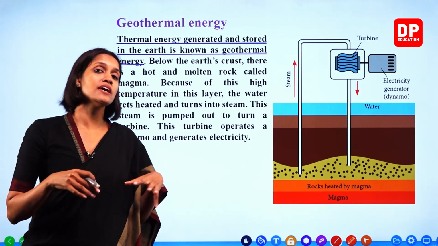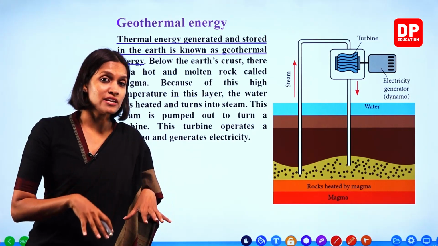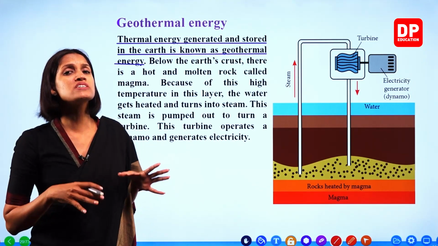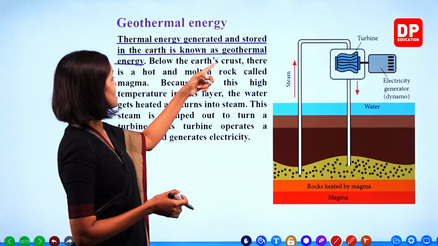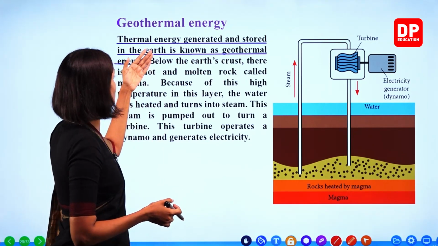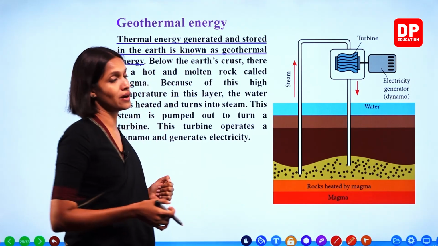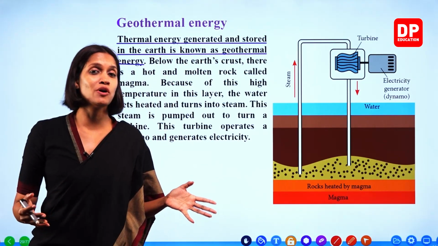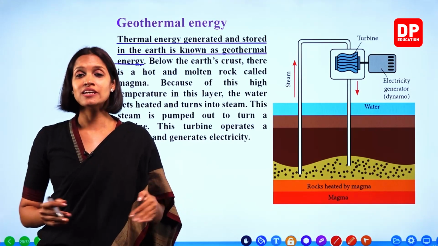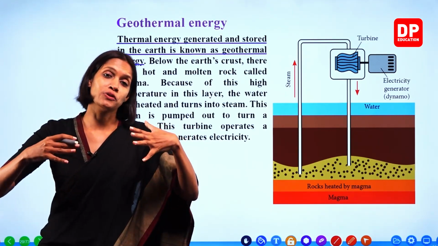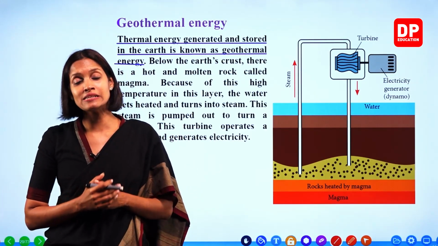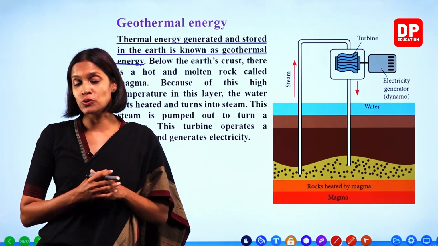So in certain areas of the earth, temperature is high. So how does this happen, children? We'll go through this. Below the earth's crust, there is a hot and molten rock called magma. So in the 8th lesson, we learn about the structure of earth. Right, the outermost layer is known as the crust. The middle layer is known as mantle, and the innermost layer is known as the core.